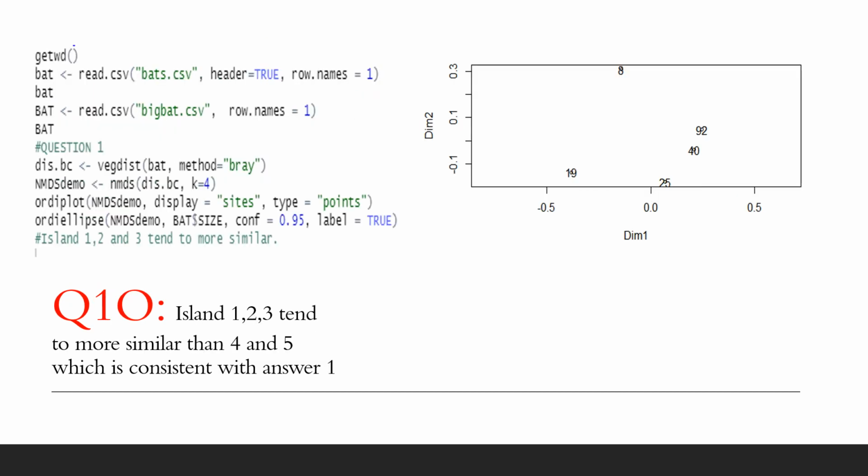R Studio was also used to solve question 10. If you check the graph and also the output, you find out that Island 1, 2, and 3 tend to be more similar, having 92, 40, and 25, more similar than 4 and 5, that is Island 4 and 5 having 19 and 8. So if you get this and check with question 1, you find out that they are consistent with each other.